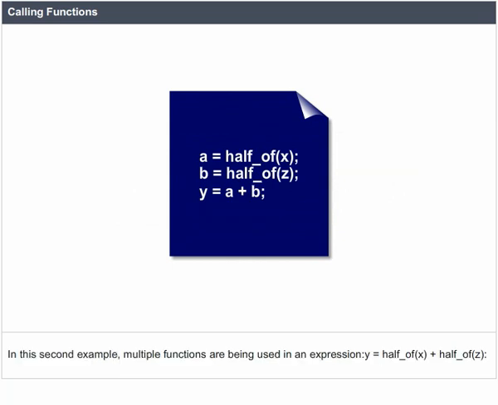In this second example, multiple functions are being used in an expression: y = half_of(x) + half_of(z); Although half_of() is used twice, the second call could have been any other function. The following code shows the same statement but not all on one line: a = half_of(x); b = half_of(z); y = a + b. Block structure.